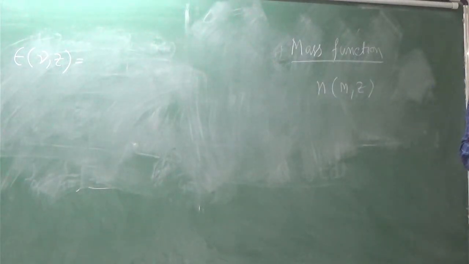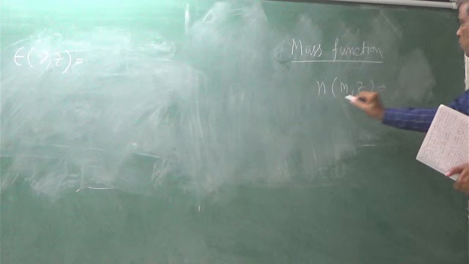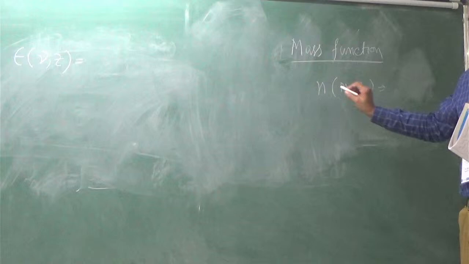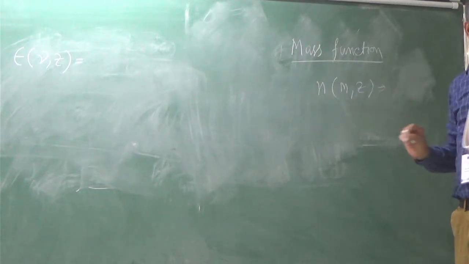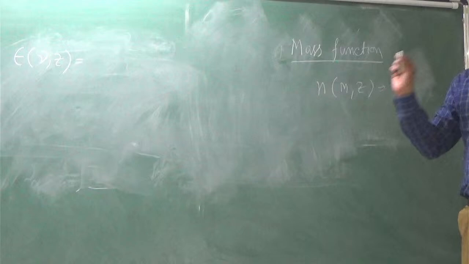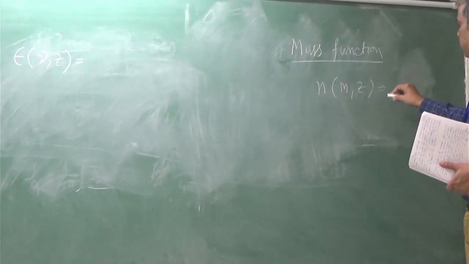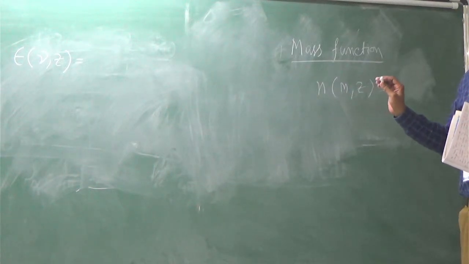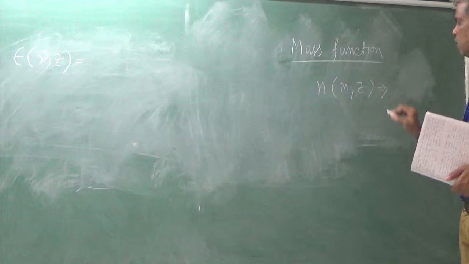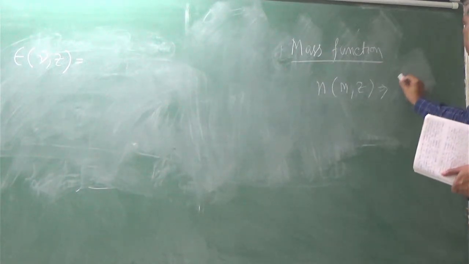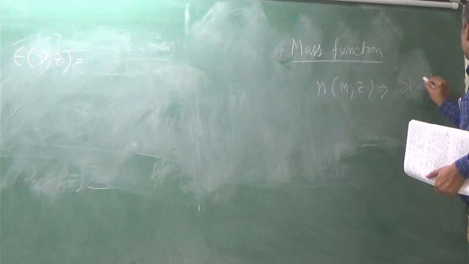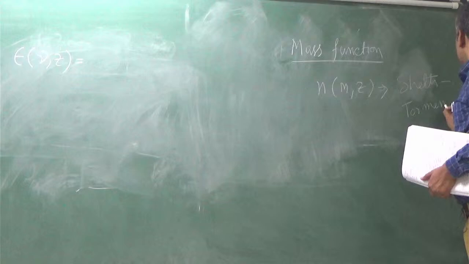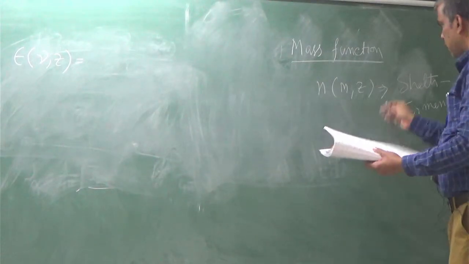This is the mass function: the comoving number density of dark matter halos in the mass range of m to m plus dm at redshift z. There are many functional forms given by various people. The one which is very popular is given by Press and Schechter. So you might have heard about it. The Press-Schechter mass function, and that can be written.